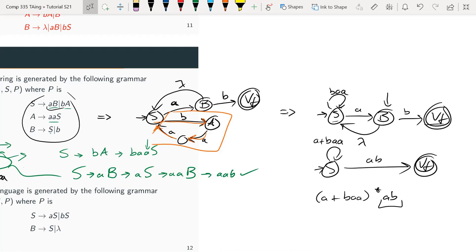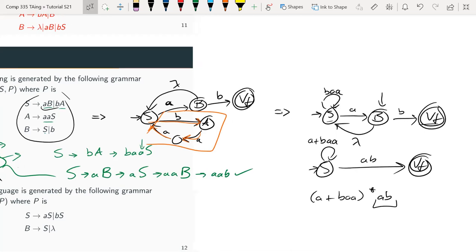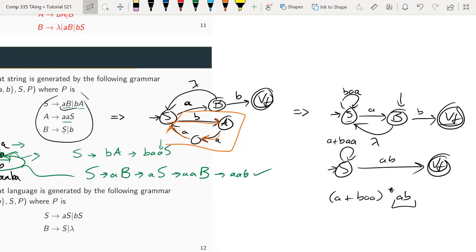Just a quick question. If it was left linear, you would just make it right linear and then make your FA and then swap the arrows. That's it. Yeah, exactly. Hopefully you don't get that, because left linears are a bit of a pain to convert, right? Because it does take a bit more steps. But yeah, that's how you would do it. Okay, perfect. Thank you.